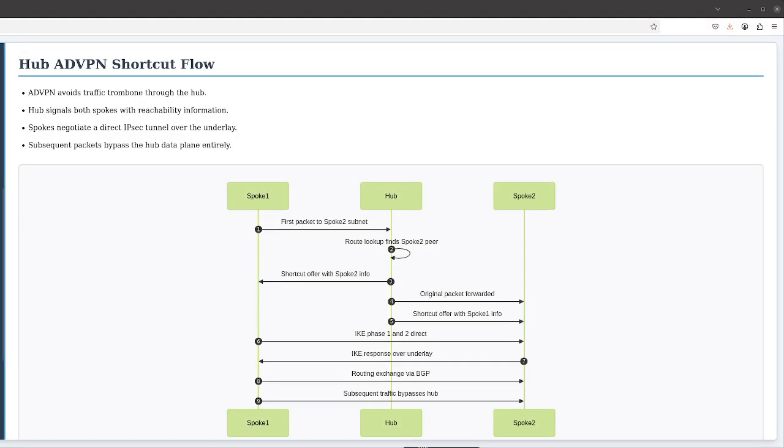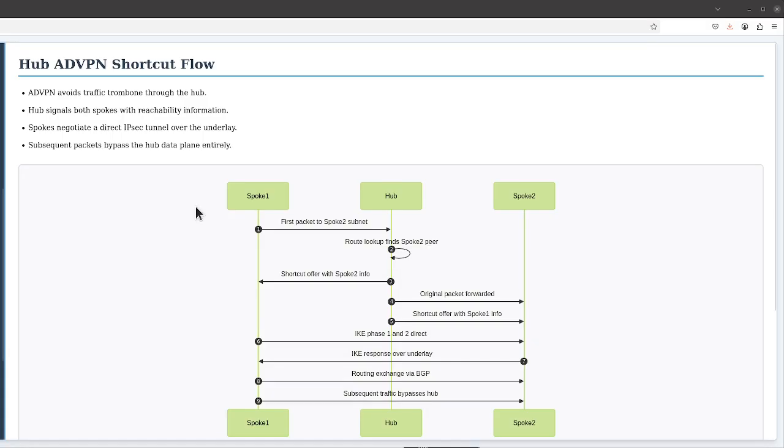Hub ADVPN configuration. Now let us look at a critical feature for multi-hub SD-WAN, which is ADVPN, short for Auto Discovery VPN. Without ADVPN, every packet between two spokes has to transit the hub, which creates a traffic trombone. With ADVPN, the hub tells two spokes about each other when they first need to communicate, and they build a direct shortcut tunnel, cutting the hub out of the data plane for that conversation.